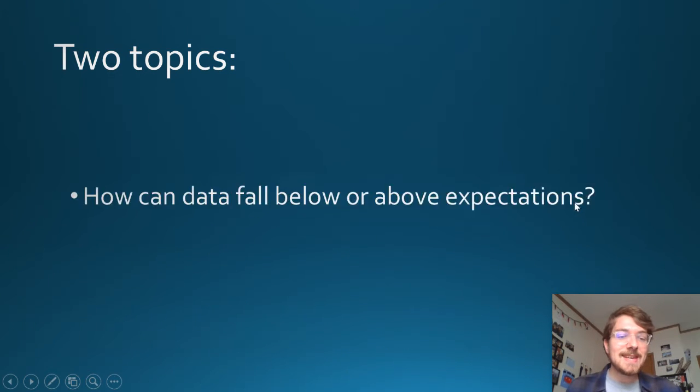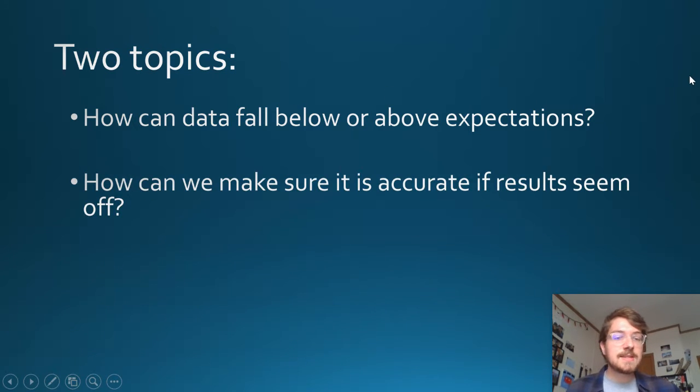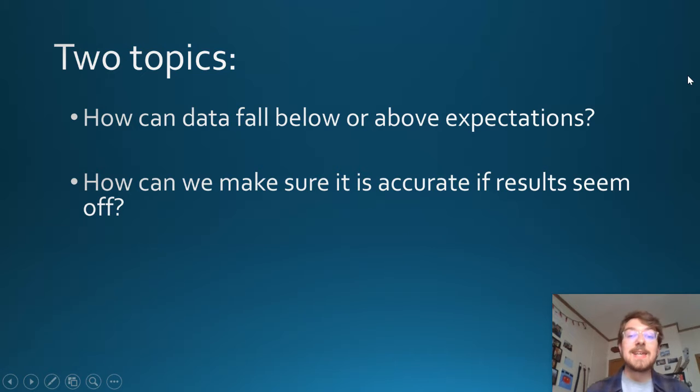First is, how can data fall above or below expectations? If we have a certain understanding of where our data is going to fall, and it goes outside of that, how can we justify that and explain why that happens? And the other one is, how can we make sure our data is accurate if results seem off? If something seems kind of weird, what can we do to correct ourselves and make sure we're doing the right thing? I'm going to be framing that through three problems today, so let's just get right down to it.